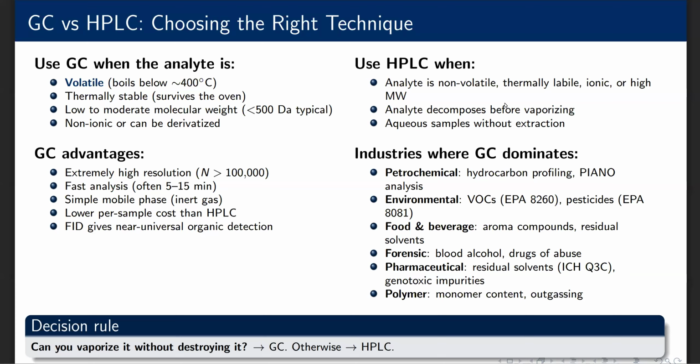Look at the industry list on the right. If you work in petrochemicals, your primary separation tool is GC. If you work in environmental analysis, VOC analysis by EPA method 8260 is GC. In food and beverage, aroma profiling is GC. In forensics, blood alcohol is GC. Even in pharmaceuticals, which is dominated by HPLC, residual solvent analysis per ICH Q3C is done by GC. Understanding GC is essential regardless of which industry you enter.